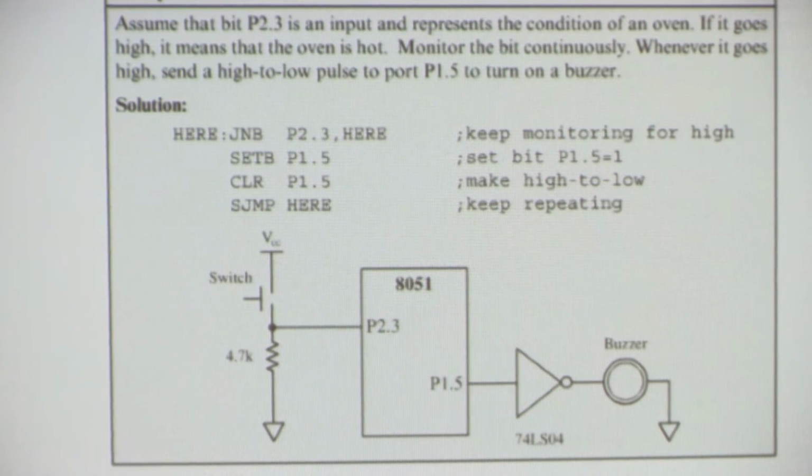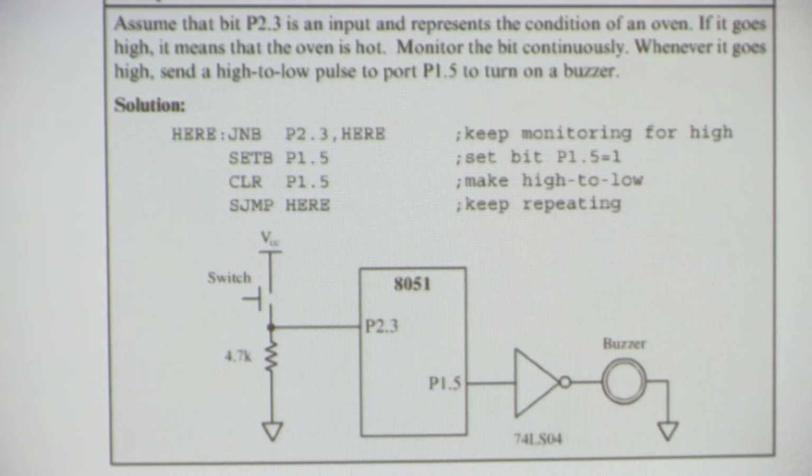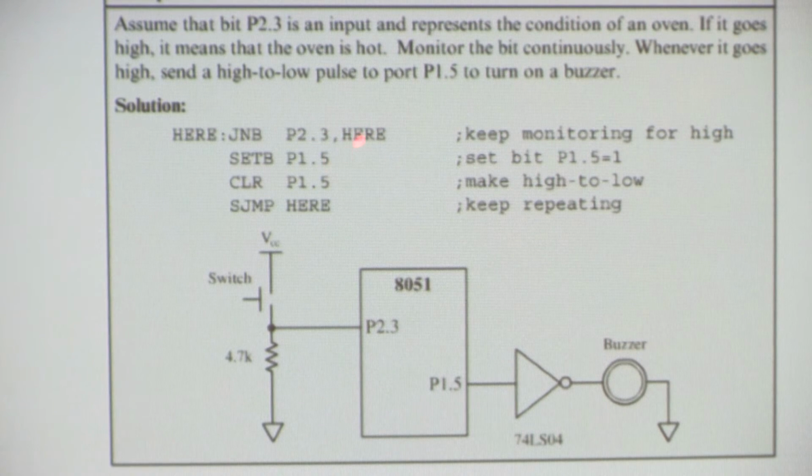So now we check: jump not bit, 2.3 to here. This is also done a lot in programming because I'm monitoring. The microcontroller sits there, and that's the thing he can do very well, he can sit there the whole day and monitor that port. Better than you sitting there and monitoring the port the whole day, isn't it? All right. So it sits there and it monitors this bit. It's jump not bit. In other words, it's not a 1. Then it sits there.